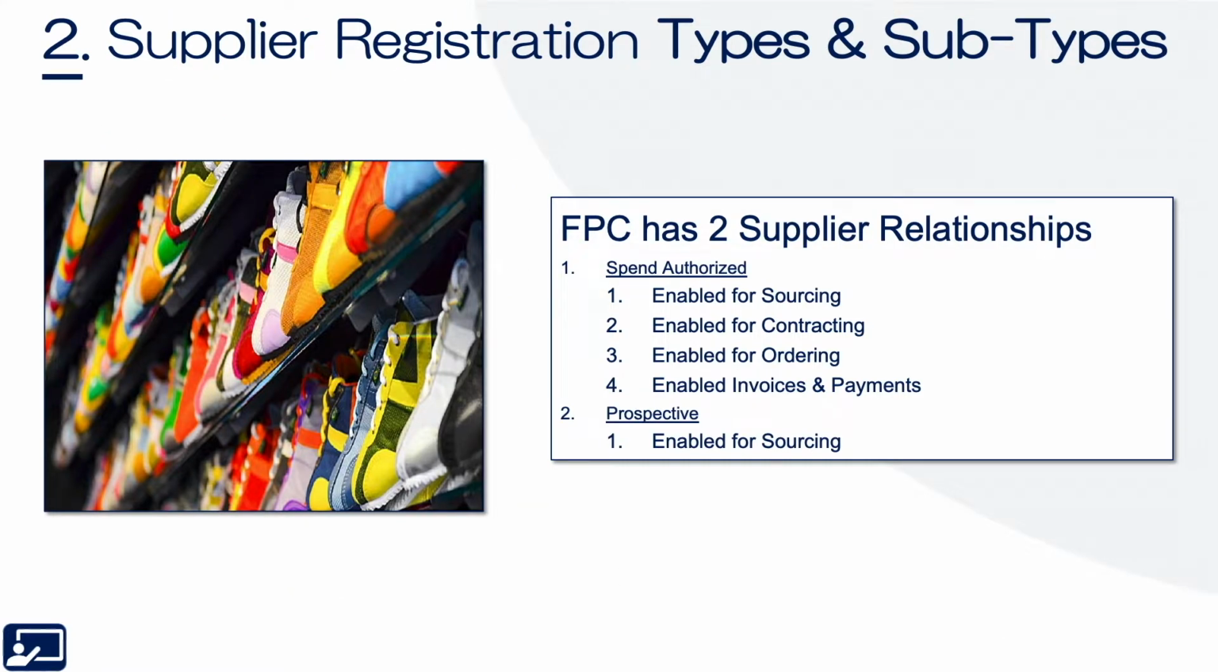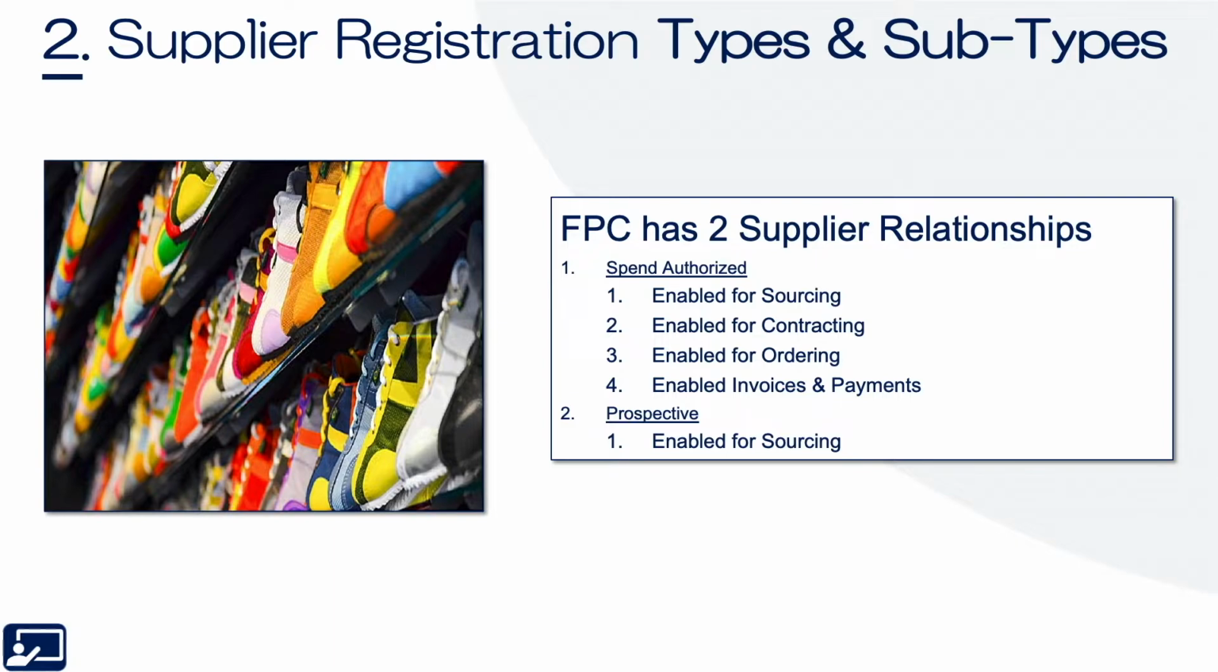Okay, so second topic, supplier registration types and subtypes. Similar to what you saw in the supplier overview, FPC, or what we in slang call Fusion Procurement Cloud, has two different supplier relationships, spend authorized and prospective. Spend authorized is a full-blown supplier, prospective is what we often call a bidder. You'll notice that both relationships or types are enabled for sourcing. Makes sense. But when you get into spend authorized, they can have contracts, orders, invoices, and payments.